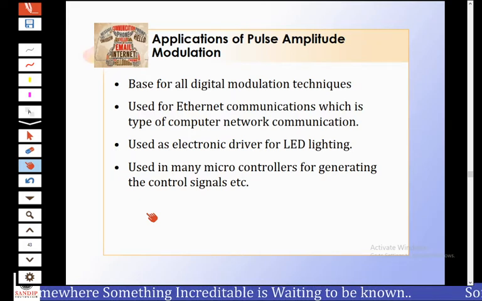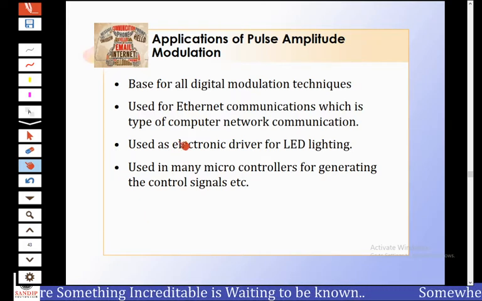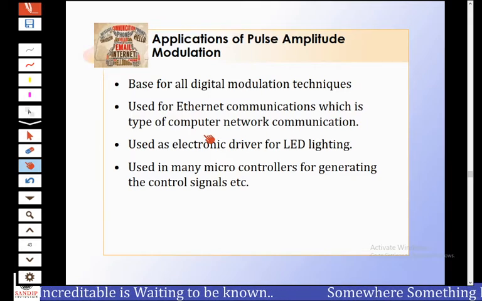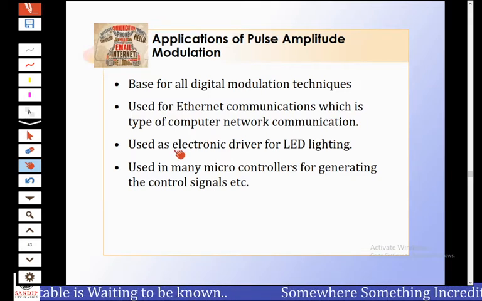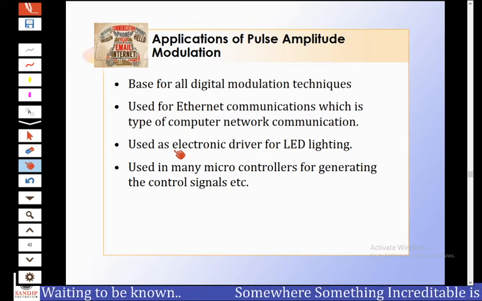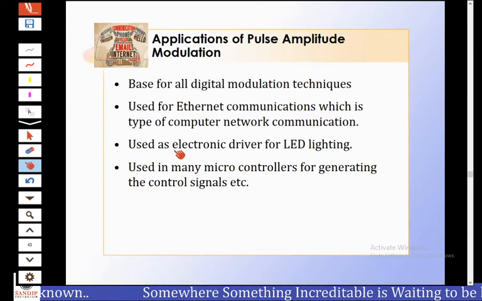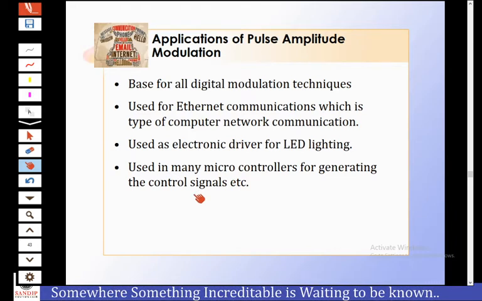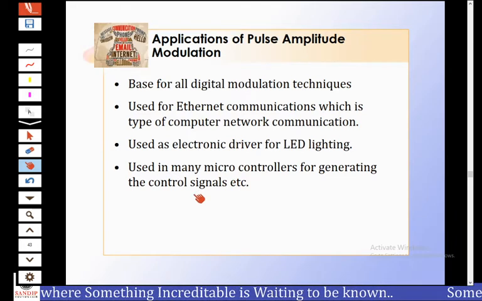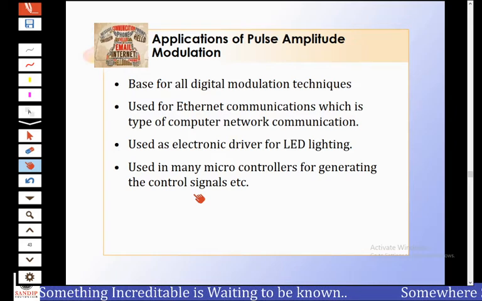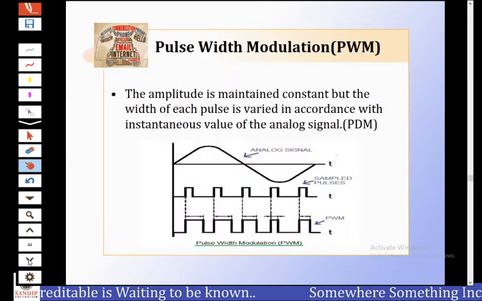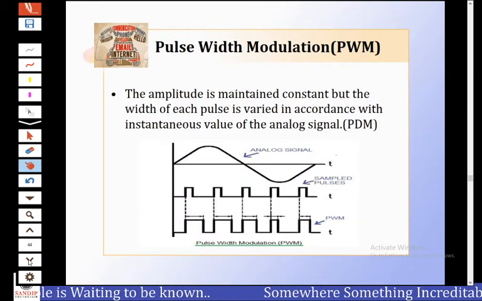It is a base for all digital modulation techniques used for Ethernet communication, which is a type of computer network communication. It is also used as an electronic driver for LED lighting. Generally, for lighting of LED, we will use this pulse amplitude modulation technique. Used in many microcontrollers for generating the control signal etc. So these are the applications of pulse amplitude modulation technique. So this is about the pulse amplitude modulation technique.